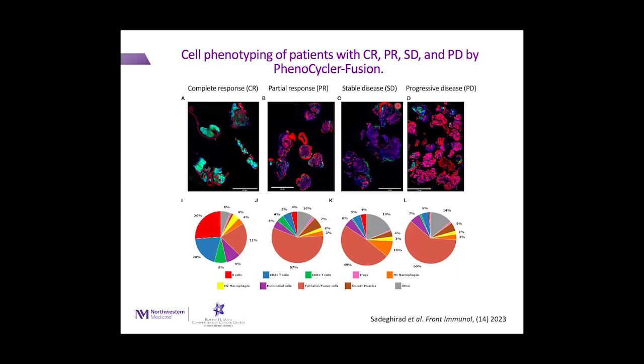So the PhenoCycler platform could really show a very distinct feature of each treatment type. You'll see that complete response had high infiltration of immune cells as opposed to all the other three categories. And if you take it broadly, complete response and partial response had way more immune cells than the stable disease or progressive disease. If you look at the percentage, there was a large amount of B cells and T cells in the complete response group.